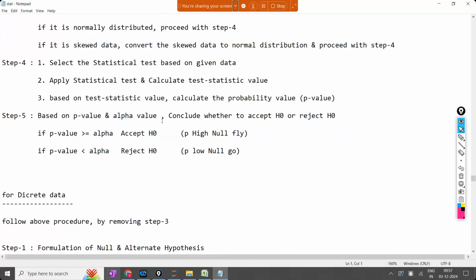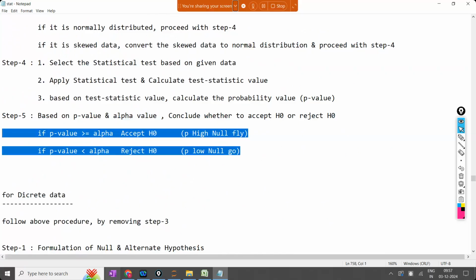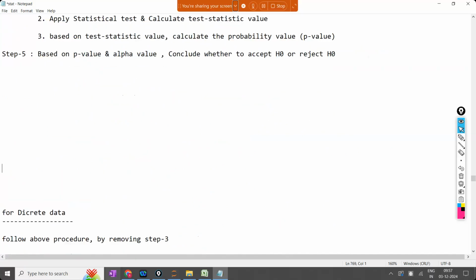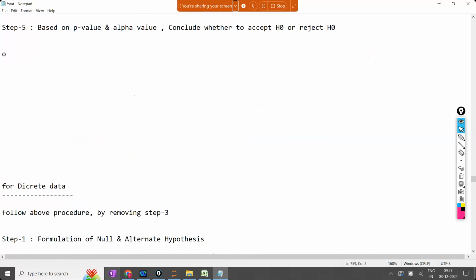Based on the p-value and alpha value, we have to conclude whether to accept the null hypothesis or reject the null hypothesis. This is the last step. For completing the last step, we have 2 options. One option, which I discussed in the last class, is based directly on the plot. The second option is based on the p-value.